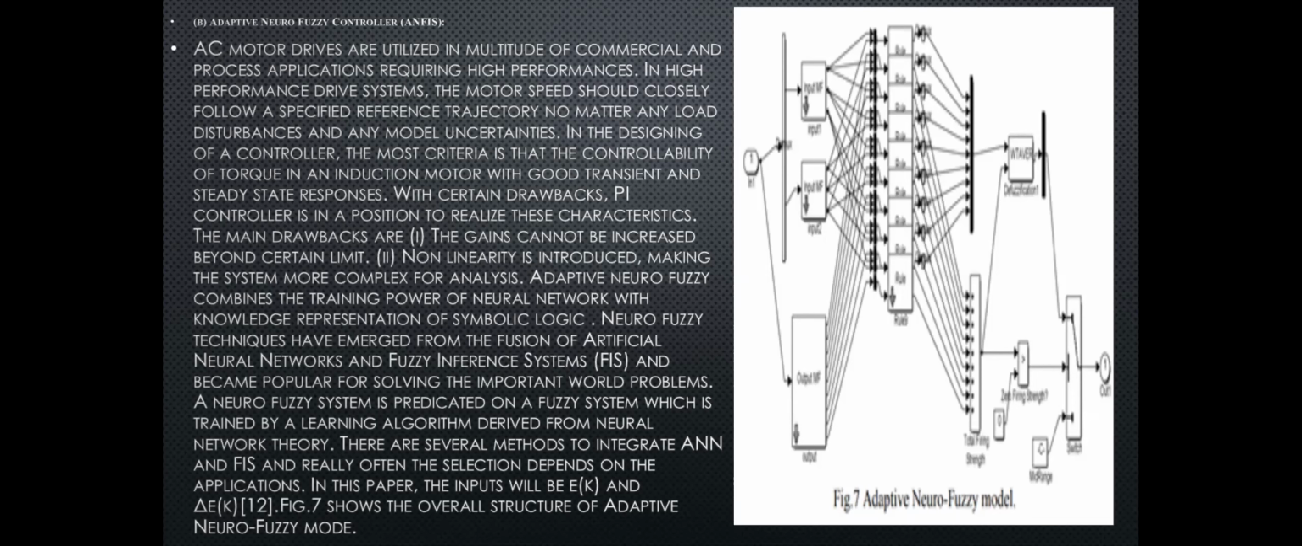A neurofuzzy system is based on a fuzzy system, which is trained by a learning algorithm derived from neural network theory. There are several methods to integrate an ANN and FIS, and very often the selection depends on the application. In this paper, the inputs will be E(k) and delta E(k). And figure 7 shows the overall structure of the adaptive neurofuzzy model.